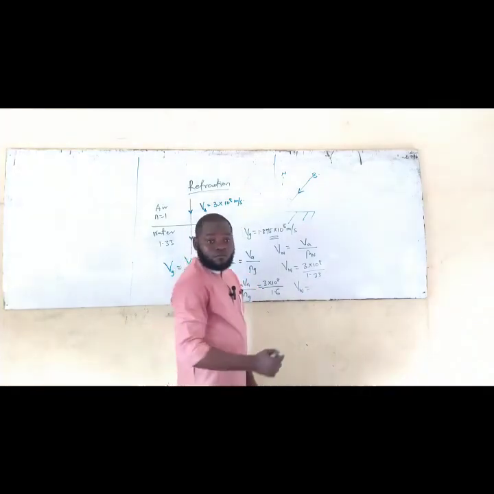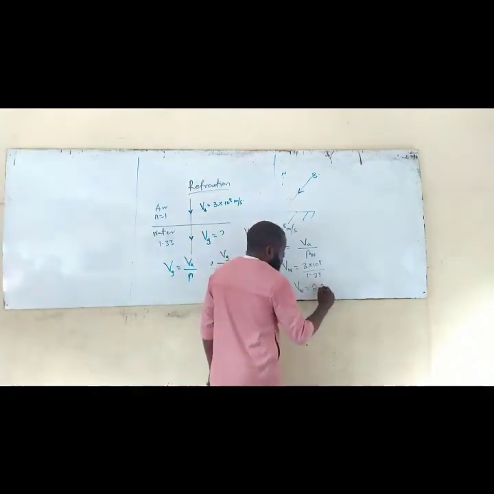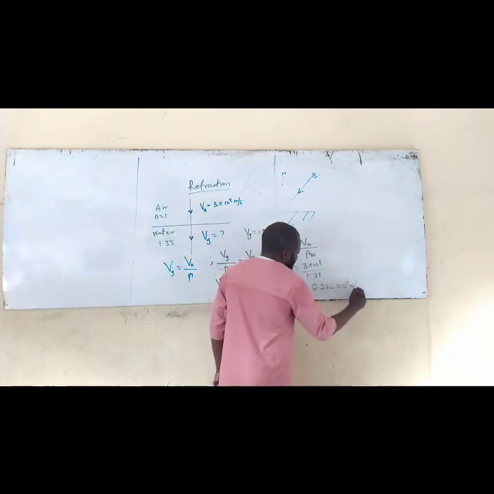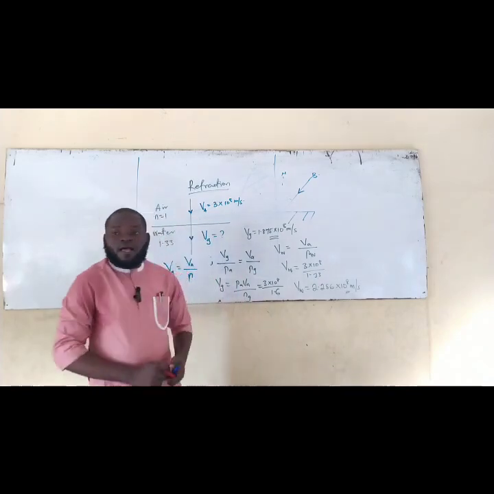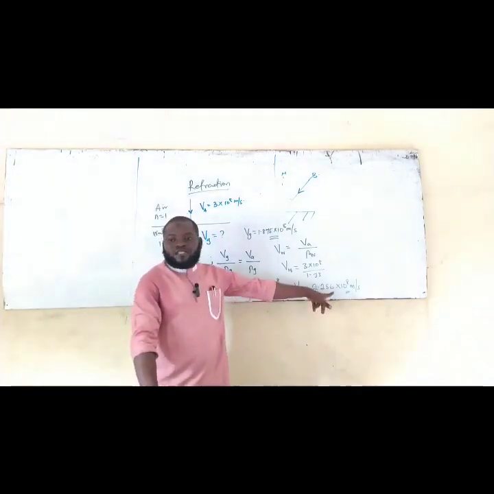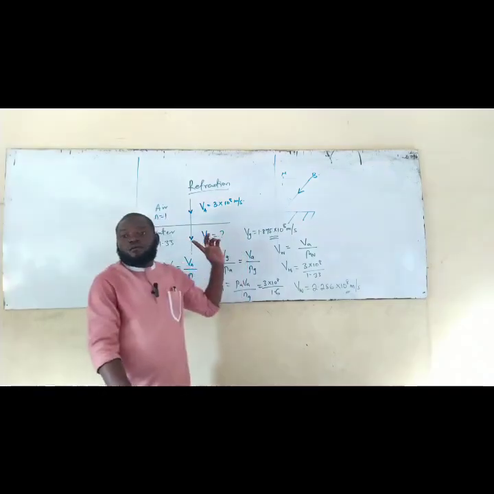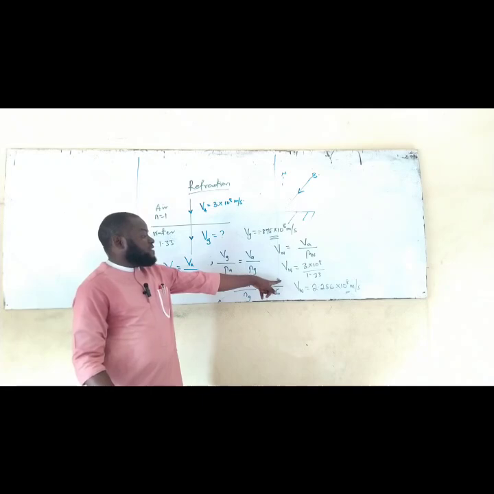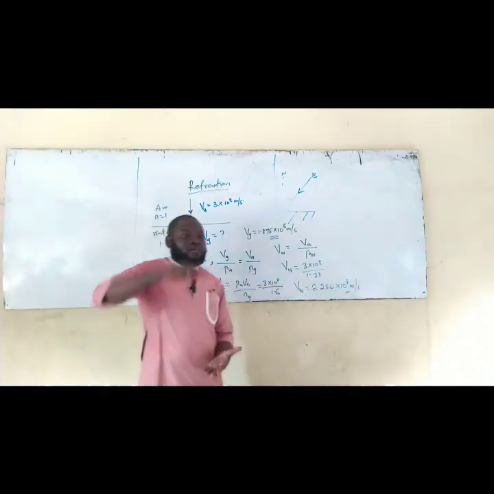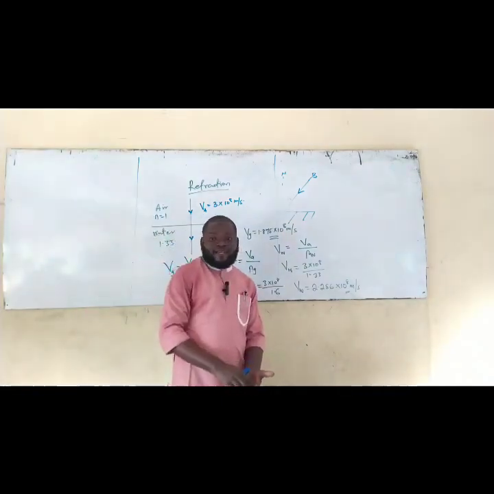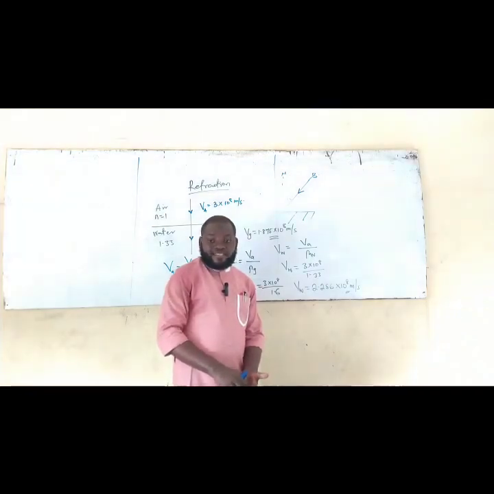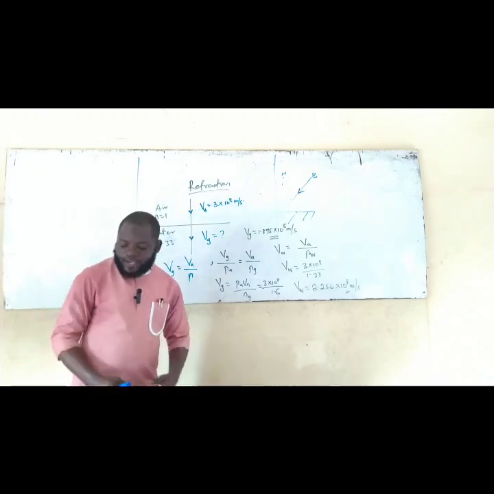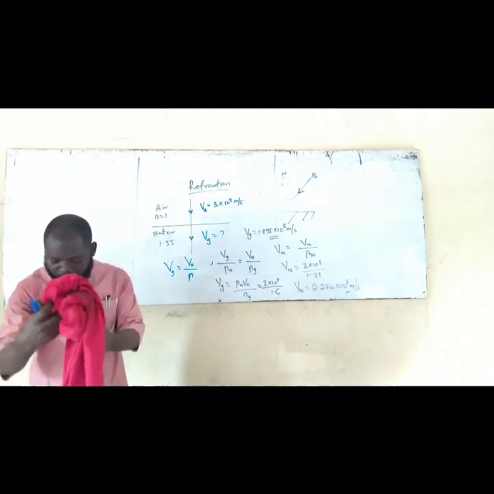It is 2.256 times 10 raised to power 8 meters per second. That tells you that light can travel faster in water than it does in glass. Am I making sense now? And what does that tell you? That tells you that the higher the refractive index, the lower the speed of light. Am I making sense now? So you need to understand this, in case it comes up in the theoretical part of the experiment.